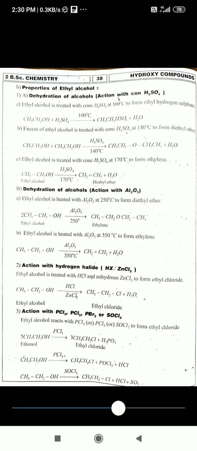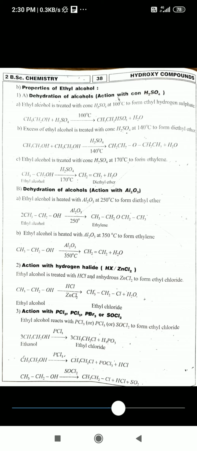Again, ethyl alcohol, the same ethyl alcohol treated with the same sulfuric acid, but at 170 degrees Celsius, we will get ethylene. What is that? Ethylene. But the wrong notation is there, diethyl ether. So just make a correction there. When ethyl alcohol is treated with sulfuric acid at 170 degrees Celsius, we will get ethylene.